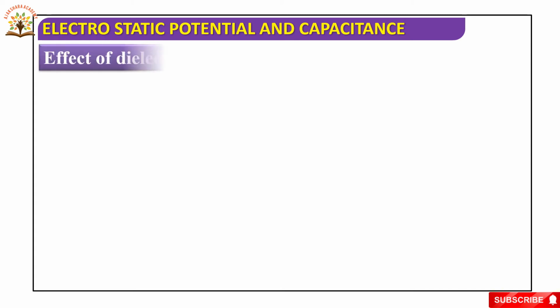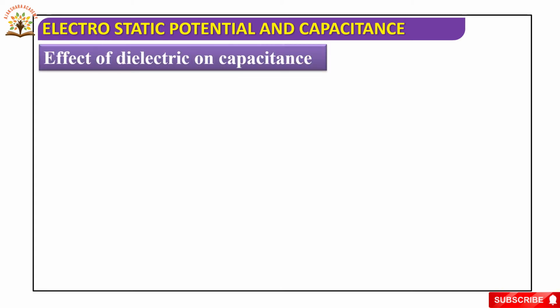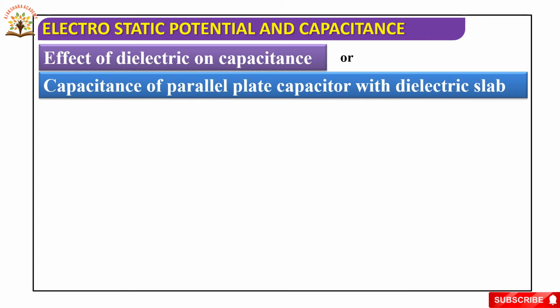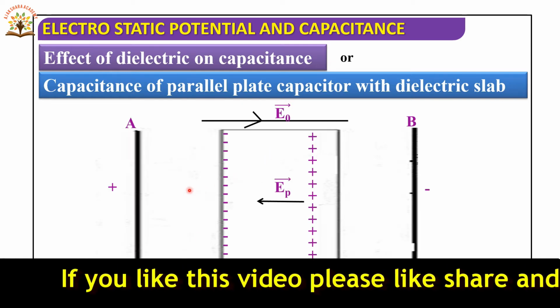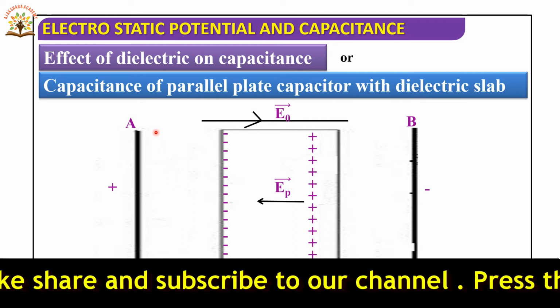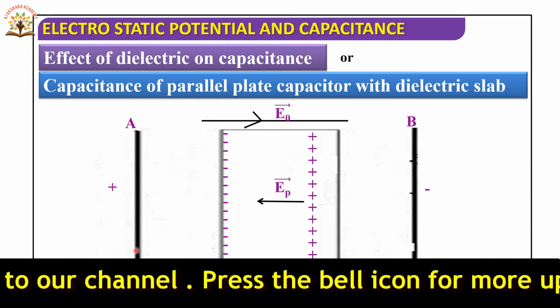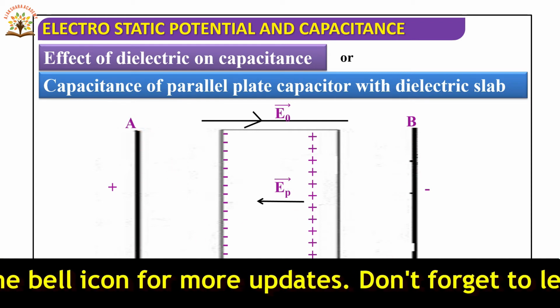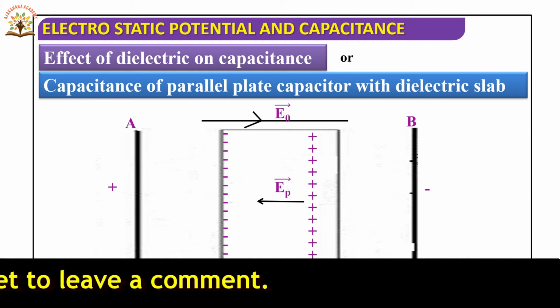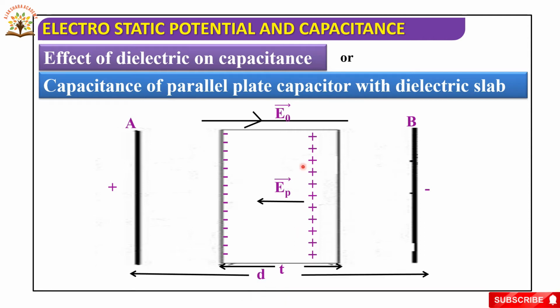Now, effect of dielectric on capacitance, or another name, capacitance of a parallel plate capacitor with a dielectric slab. Here this is the first plate A, this is the other plate B. These two plates are separated by distance D. We are introducing a dielectric slab in between the parallel plate capacitor.